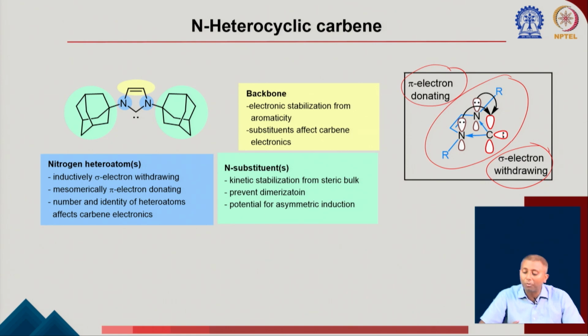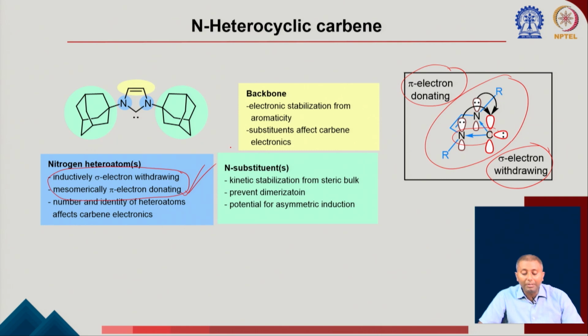So what is the sigma electron effect? Because of the sigma electron withdrawing, you can see this arrow given here: the sigma electron is getting pulled. At the same time, the non-bonding electron from the nitrogen is getting transferred to the empty p orbital of the carbene. So that is a pi electron donation. So these are the two effects: the inductive sigma electron withdrawing and the pi electron donating.